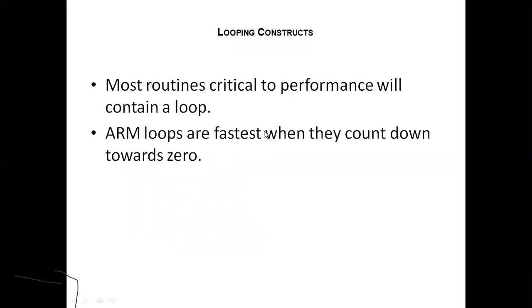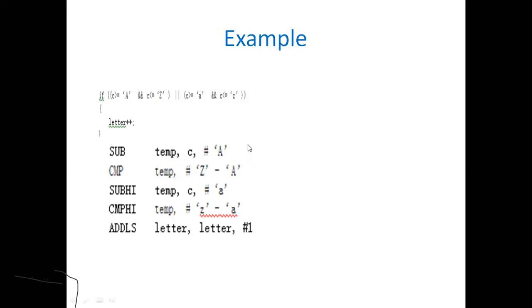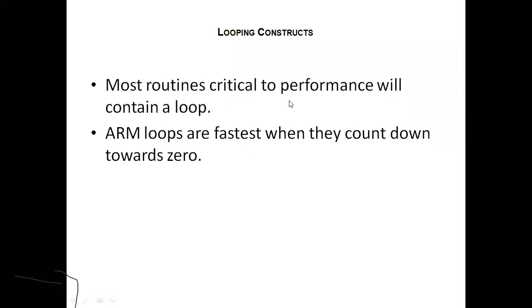Next one is the looping constructs. Most routines critical to performance will contain a loop. You have loops in your applications, and these loops add to the performance of the entire program. All loops are fastest when they count down towards 0. That is, if you count from n to 0, the loops will be faster.